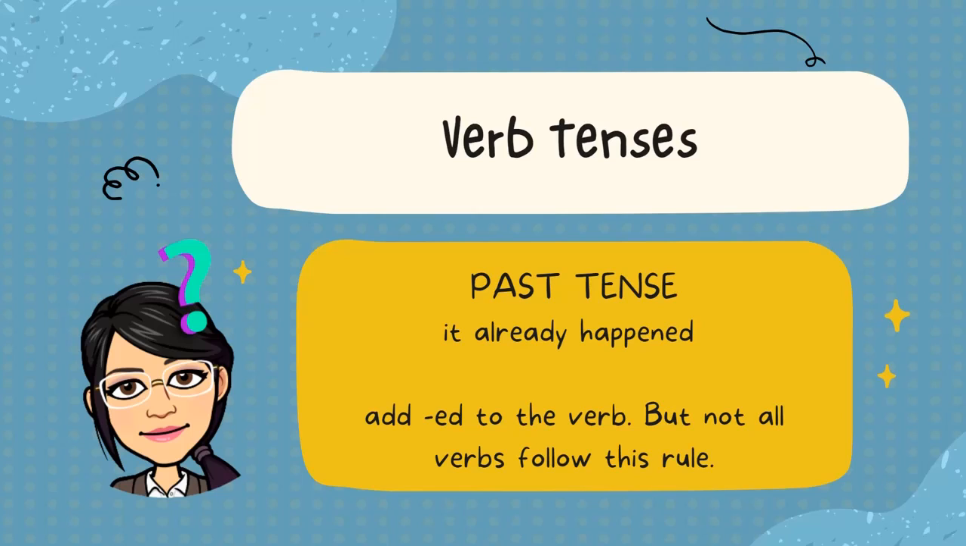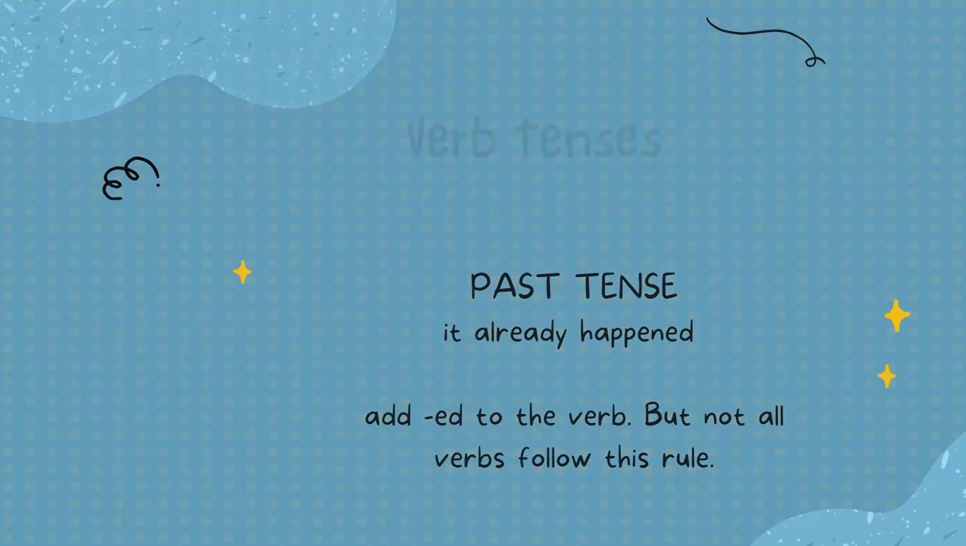There are three verb tenses. The first one is the past tense. It means it already happened. When you write the verb using past tense, you add ed to the verb, but not all verbs follow this rule. Here are some examples.